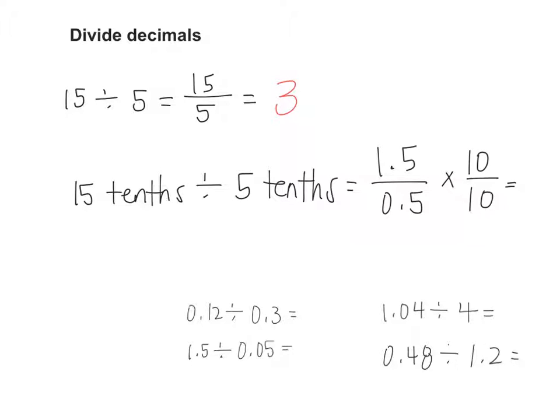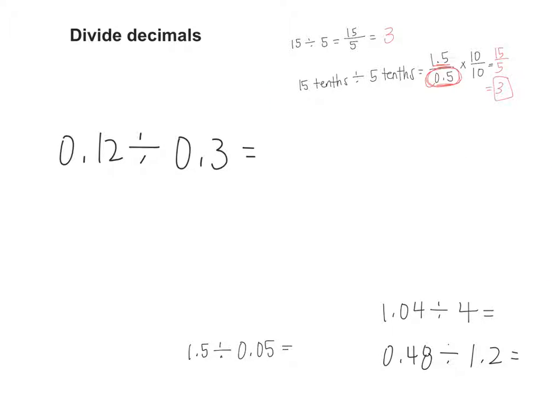Okay. Now, if I have another problem, 15 tenths divided by 5 tenths, is that the same as 15 tenths divided by 5 tenths? Yes. Now, in order to make them both a whole number, I can multiply by 10 over 10, right? Which is the same as 15 over 5. So my answer to 15 tenths divided by 5 tenths is what? 3. Okay, very good.